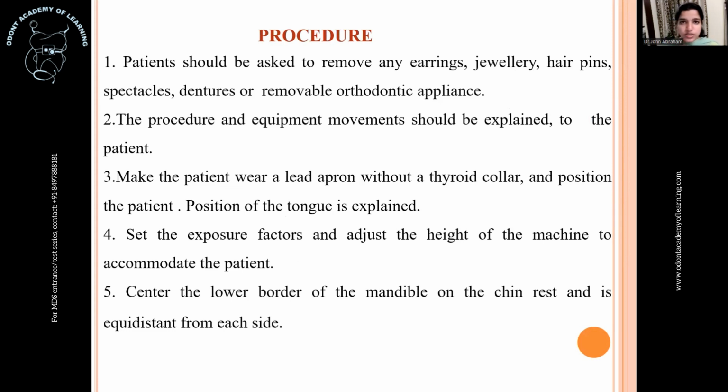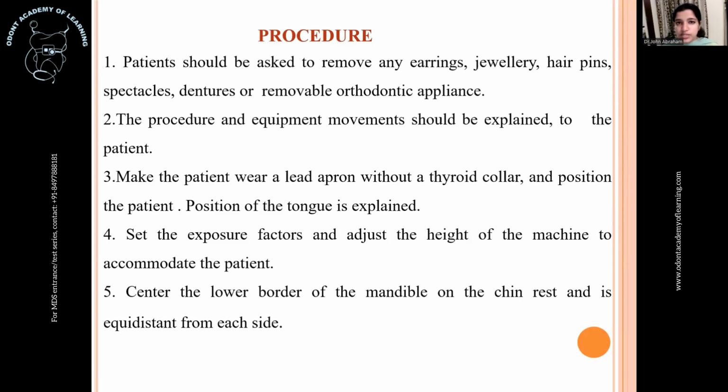So what is the procedure? How are you going to take a panoramic radiography? So first thing is we should explain the procedure to the patient. Then we ask the patient to remove his or her earrings, jewelry, hairpins, spectacles, dentures, and removable orthodontic appliances. And the procedure and the equipment movement is explained to the patient. We ask the patient to wear a lead apron without a thyroid collar and position the patient.